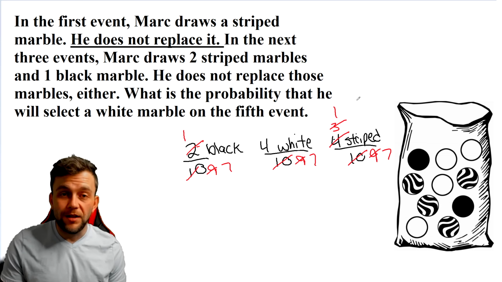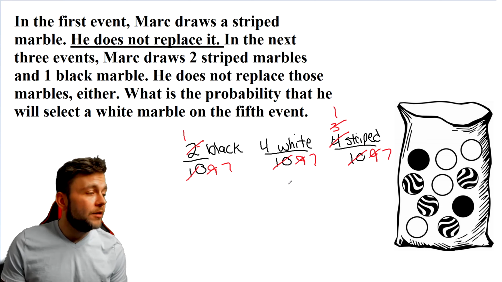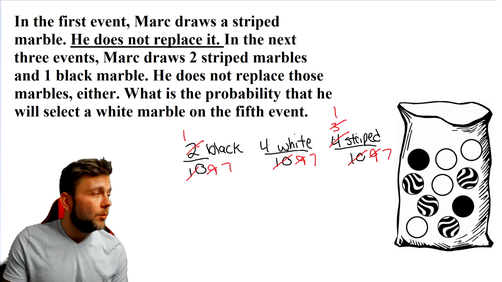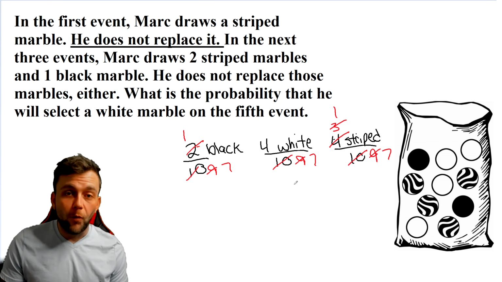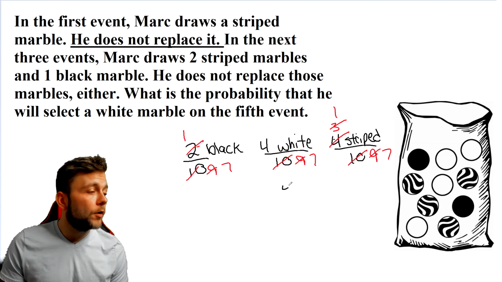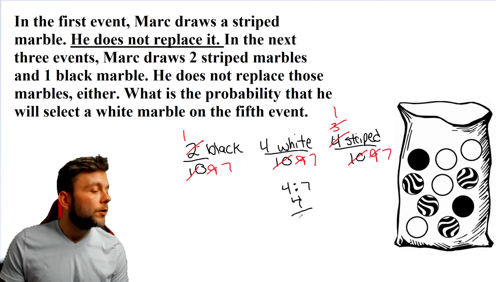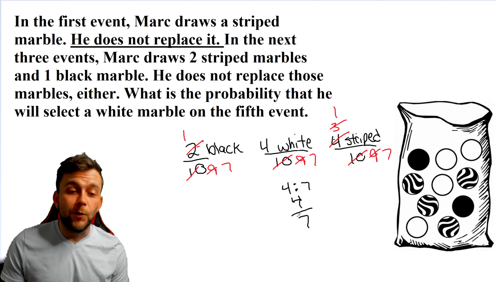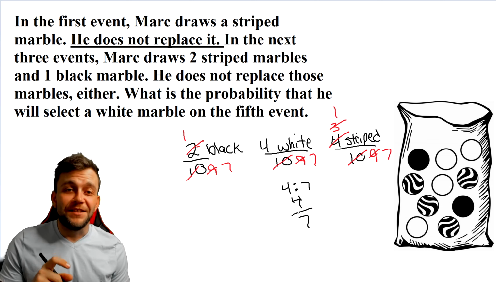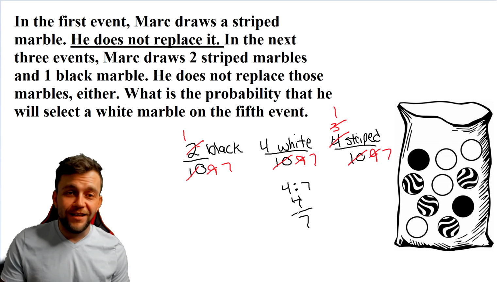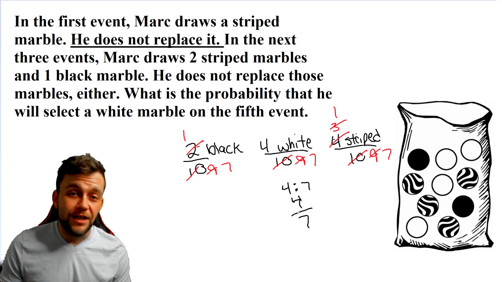Well, since we've done it this way, the answer is right here. The probability of him pulling a white marble out of the bag on the 5th event is 4 out of 7. And we can write that as a ratio this time, or you can write it as a fraction, 4 over 7. All right, it's a lot to digest. Take it in, and we're going to move on to the next example problem.